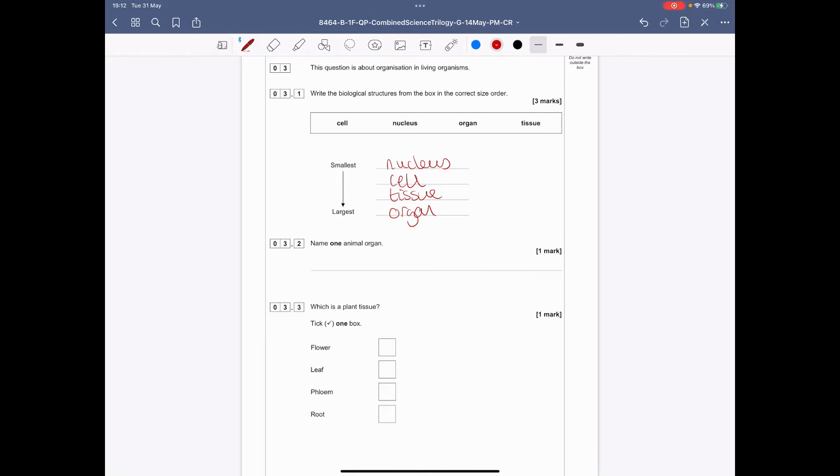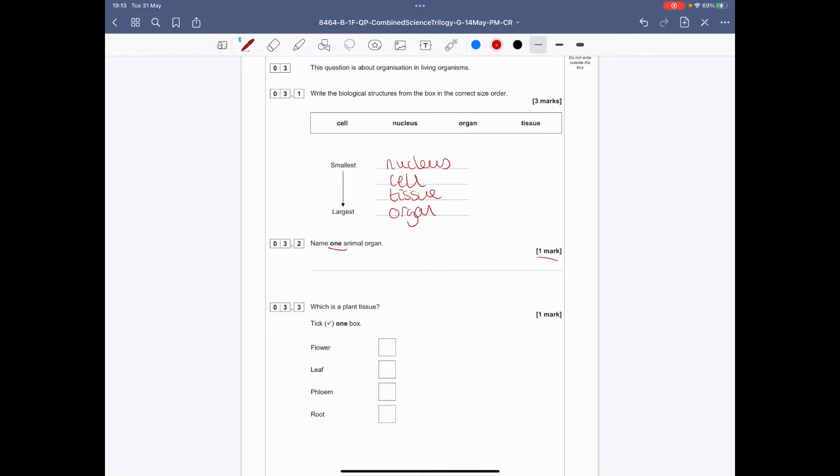Okay, so the definition of a tissue is a group of similar cells working together to do a specific job, and a definition of an organ is a group of tissues working together to do a specific job. Now the next one, name one animal organ, possibly the easiest question in the paper. You just need to name one organ in your body, 1 mark, don't overthink it.